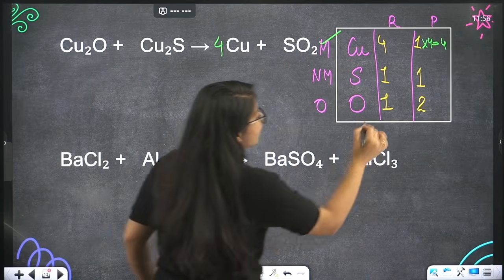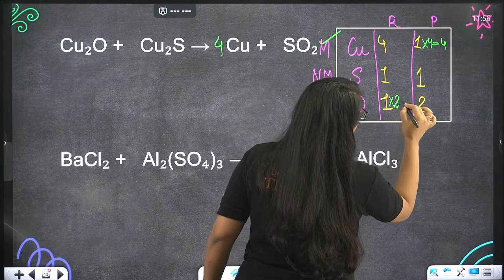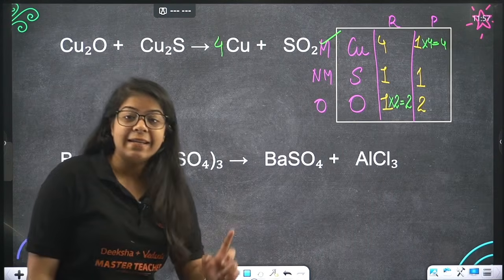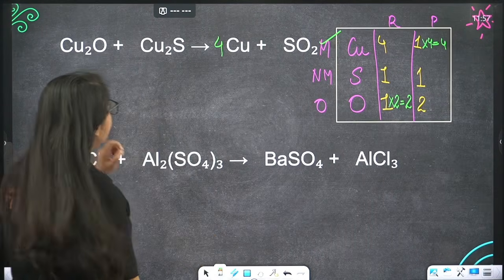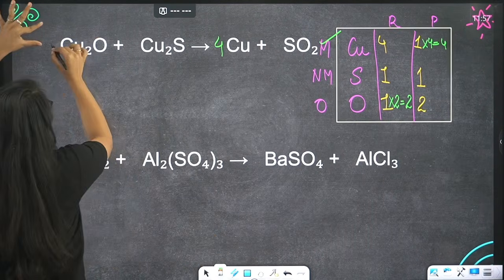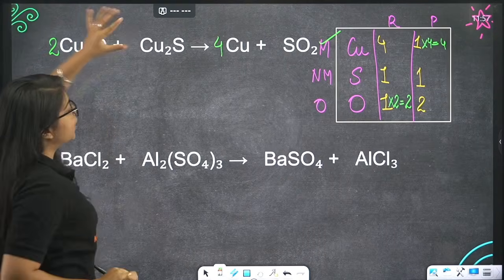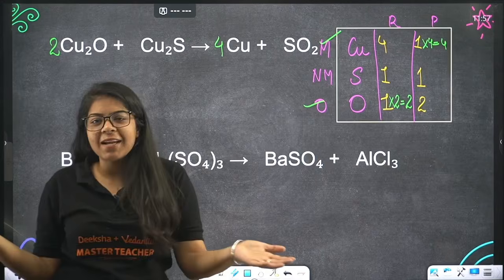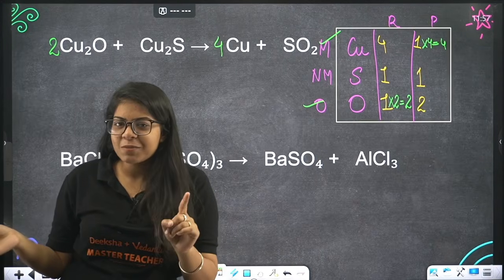So I will do what? I will multiply this 1 with 2, right? So there will be 2 oxygens on the reactant side. So how will I do? Ma'am, I will multiply this oxygen with 2 on the reactant side. So oxygen is also balanced. Ma'am, done. Did you find the mistake?